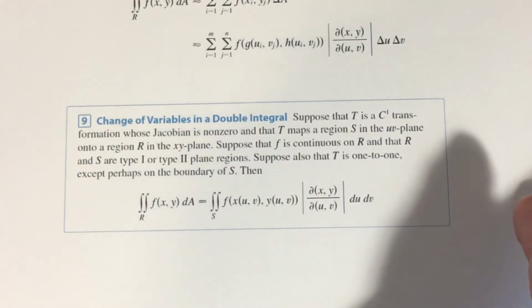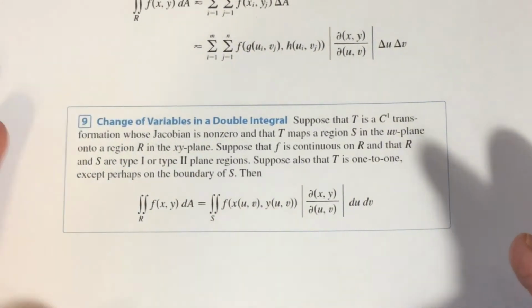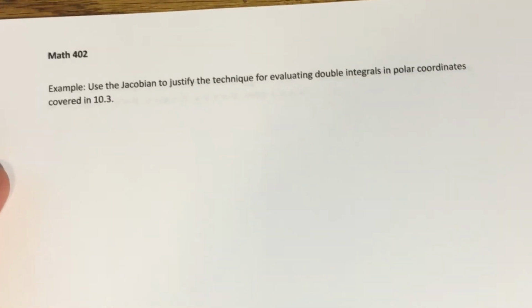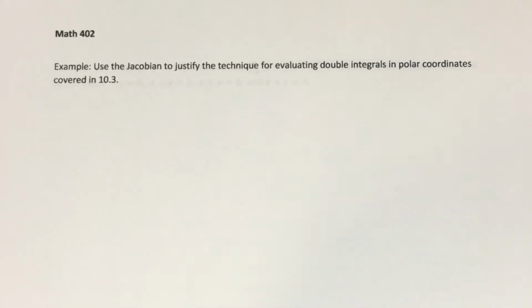Right now it's all very abstract. We haven't really done any examples yet, so we're going to try and make this more concrete with a couple of examples. The first thing I want to do is use this idea, the Jacobian, to justify the technique that we use for evaluating double integrals in polar coordinates.